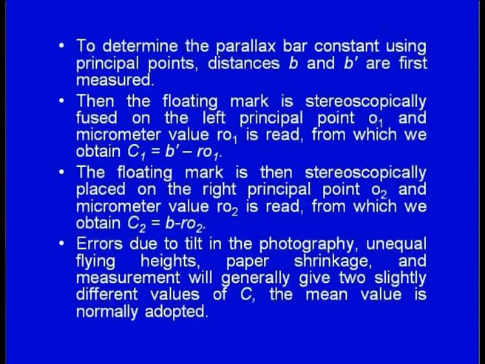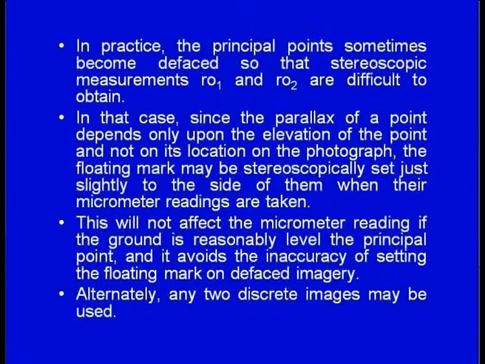To determine the parallax bar constant using principal points, distances b and b dash are first measured. The floating mark is then stereoscopically placed on the right principal point O2, and the micrometer value R O2 is read, from which we obtain C2 is equal to b minus R O2. Errors due to tilt in the photography, unequal flying heights, paper shrinkage and measurements will generally give 2 slightly different values of C. The mean value is normally adopted. In practice, the principal points sometimes become defaced, so that the stereoscopic measurements R O1 and R O2 are difficult to obtain.